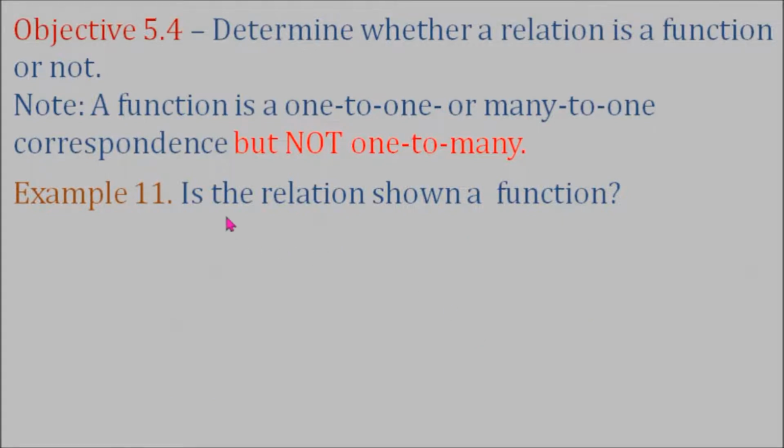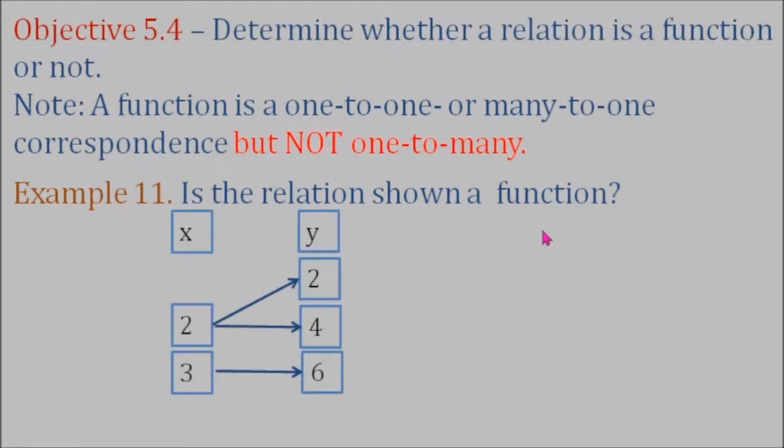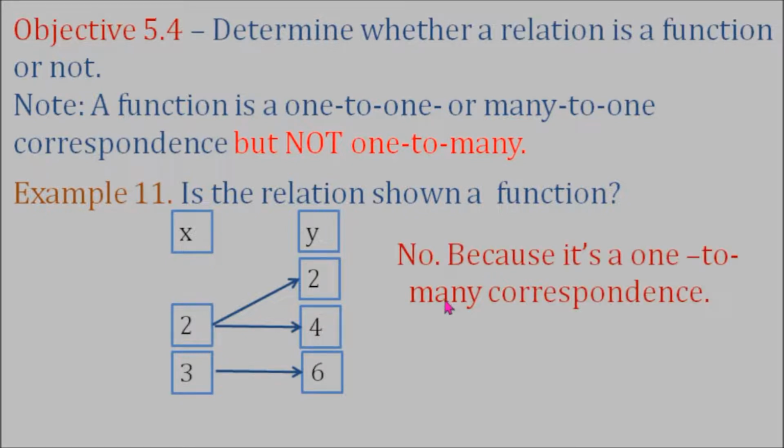Example number 11. Is the relation shown a function? No. Why? Because it's a one-to-many correspondence. So notice here that the number 2 corresponds to 2 and also corresponds to 4. So one-to-many.